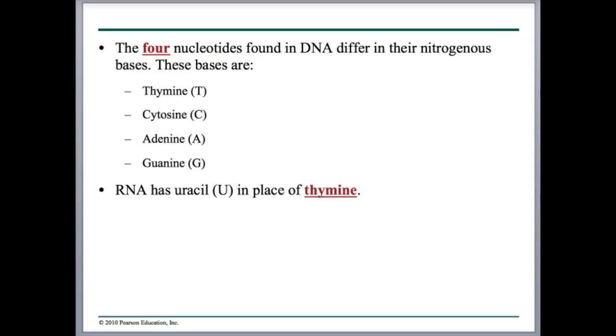So this is very important. When we start looking at strands of nucleic information or genetic material, if you see in the code the letter U, then you know we're dealing with RNA. If you see the letter T, then you know that we're dealing with DNA.